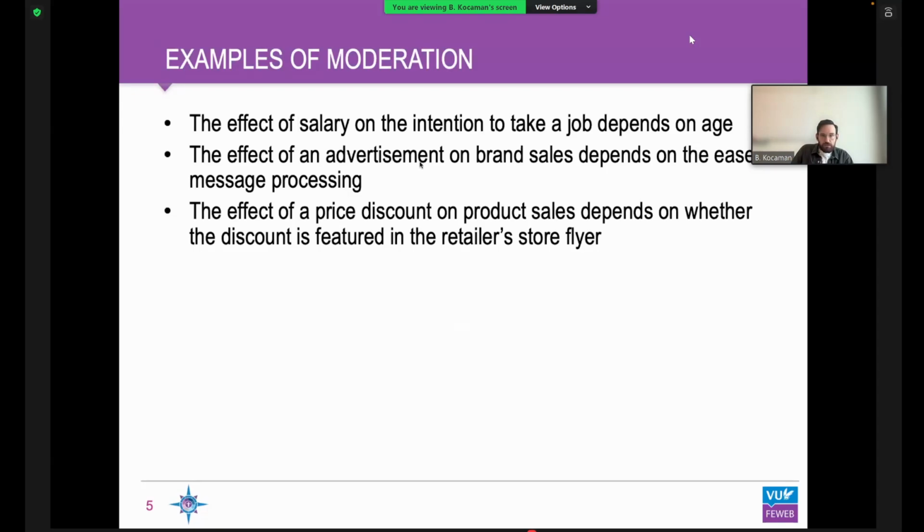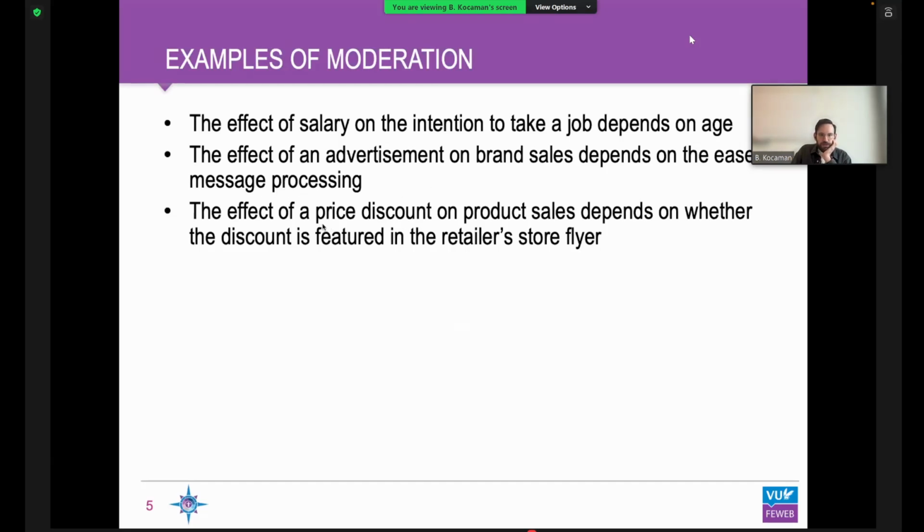The effect of advertisement on brand sales depends on ease of message processing. This can be related to the kind of content of the advertisements, right? We don't expect any advertisement to affect the sales in the same way. So it should be related to the content of this advertisement. So that can be related to message processing.